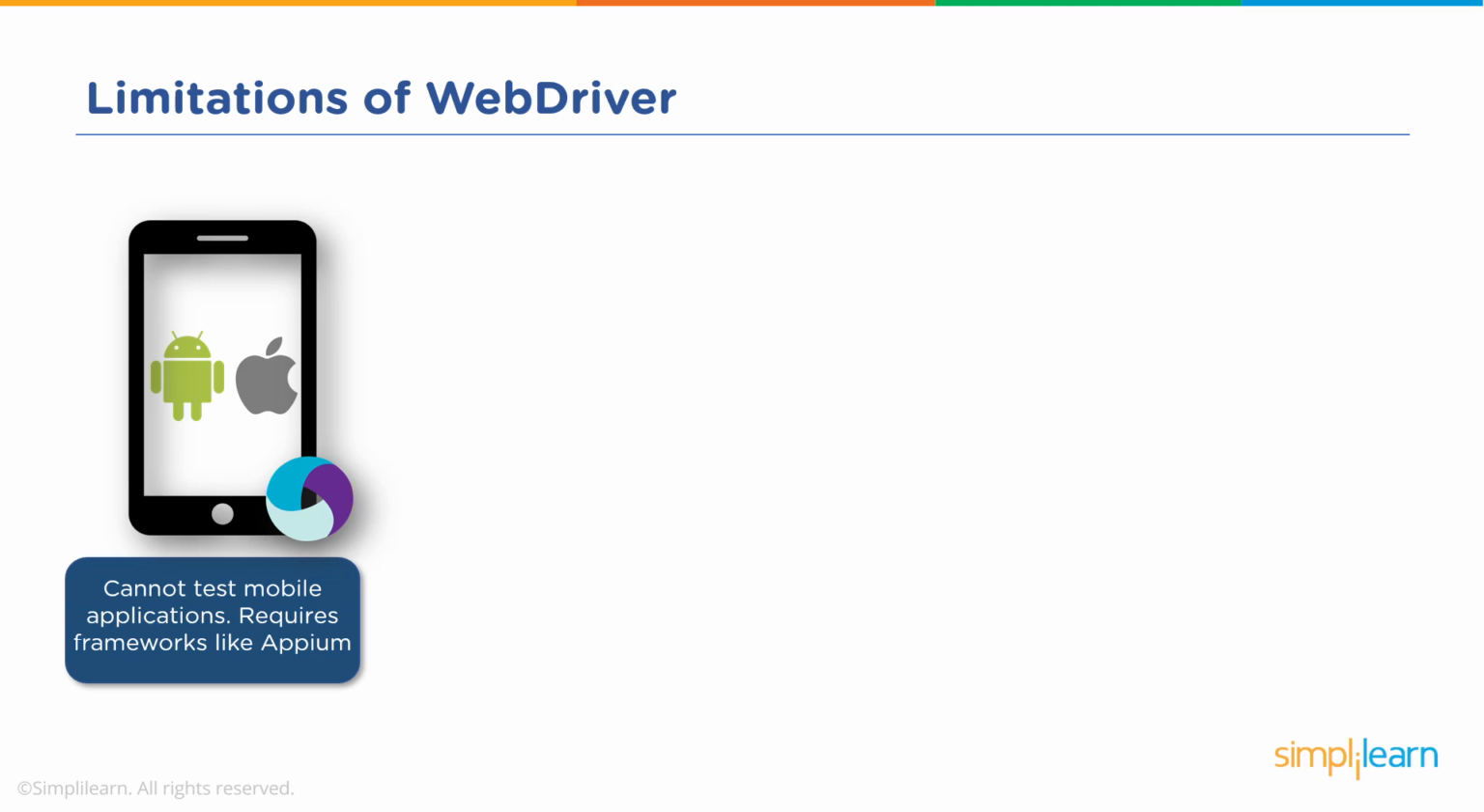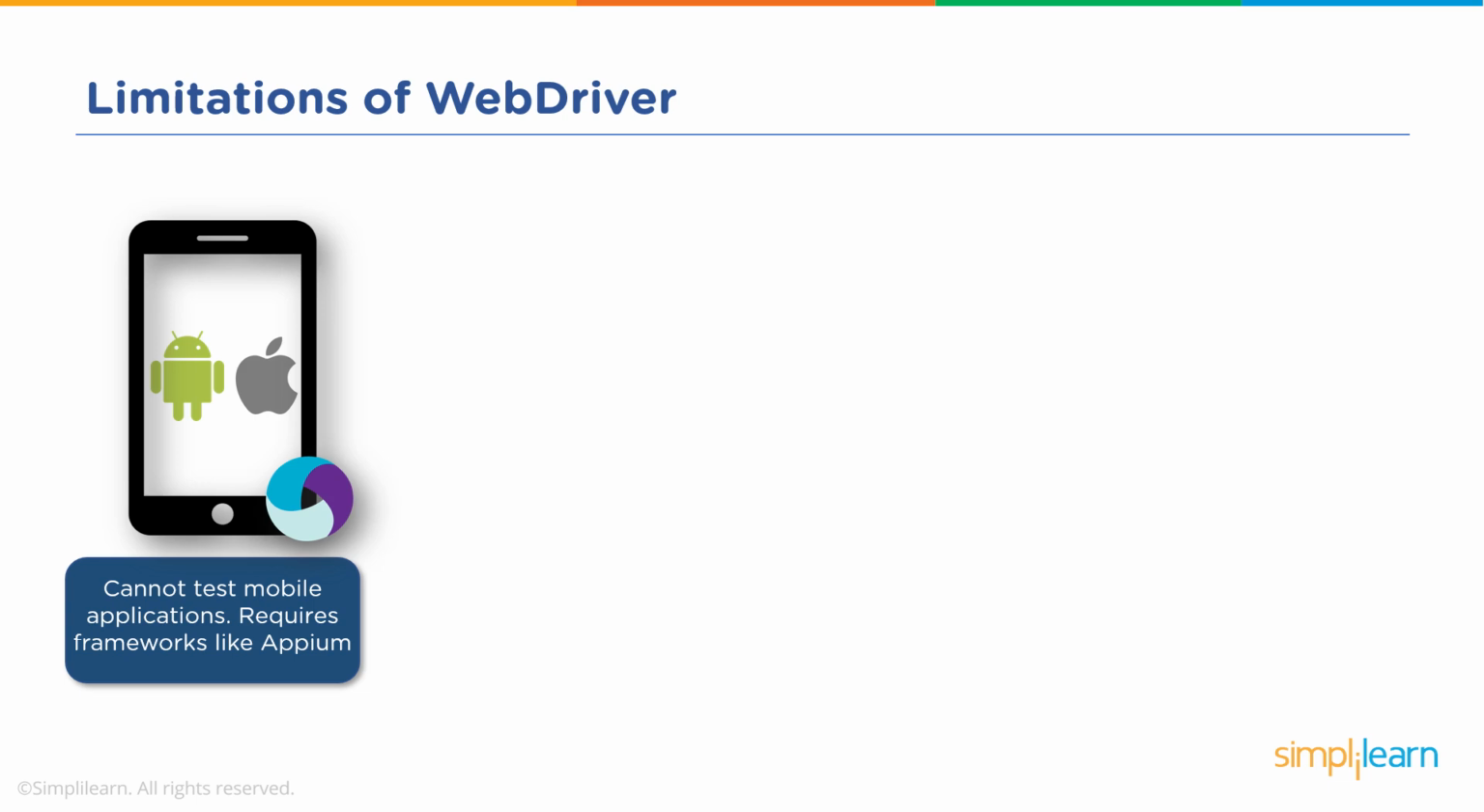Cannot test mobile applications, requires a framework like Appium. Selenium is for automating web applications. It cannot handle mobile, right? Mobile applications are different and they have their own set of automation tools. However, what Selenium provides is the support for integrating this Appium tool. Appium is one of the popular tools for mobile application automation, right? So it provides support for integrating the Appium tool. So using Appium and Selenium, you can still achieve mobile application automation.